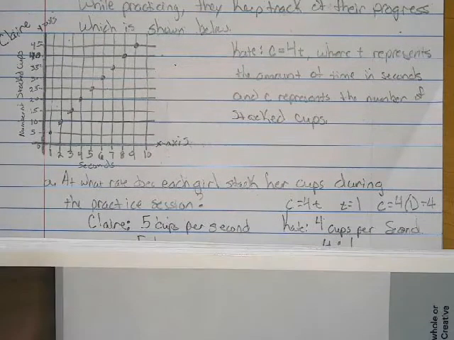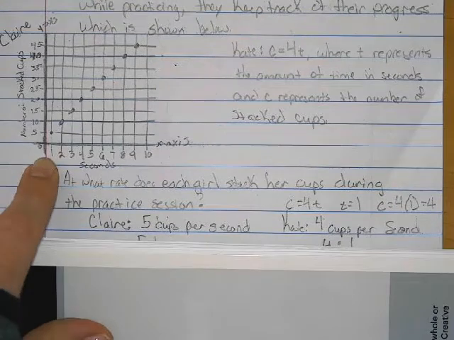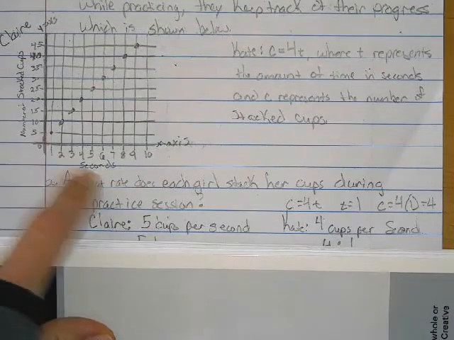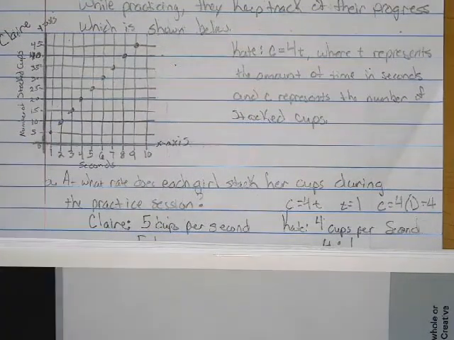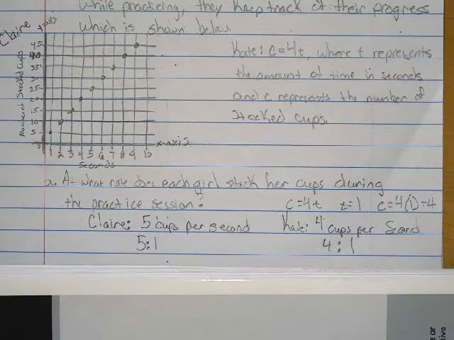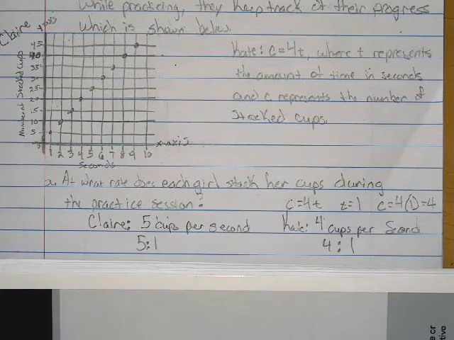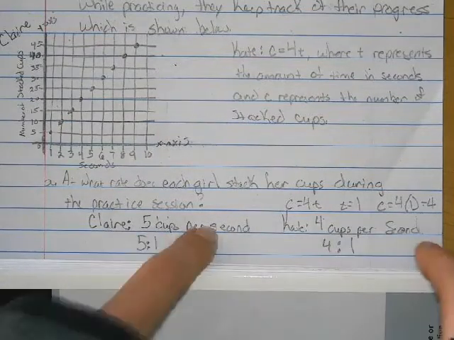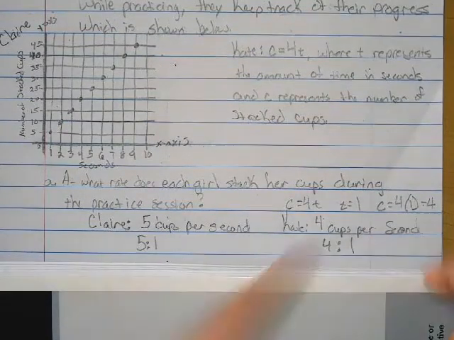Claire, on the other hand, is able to do 5 cups per second, and that's just me following my graph: 1 second to 5 cups. So the ratios I'm comparing are 5 to 1 and 4 to 1. These are their rates: 5 cups per second, 4 cups per second.